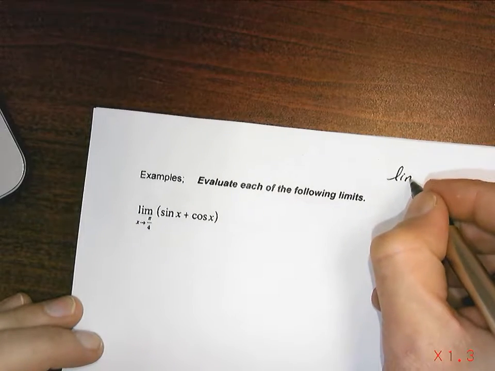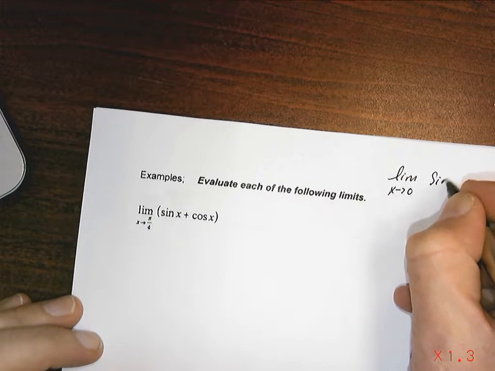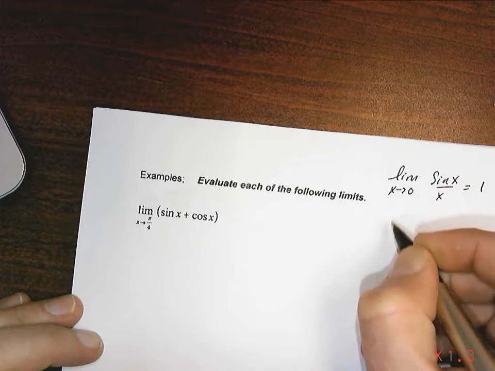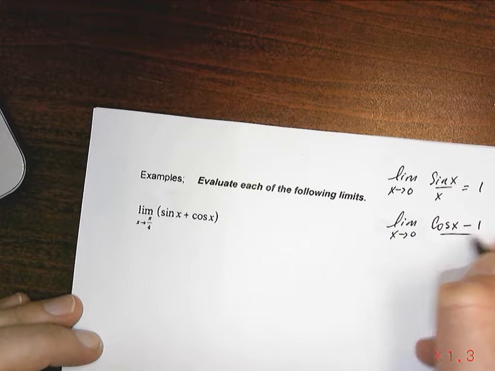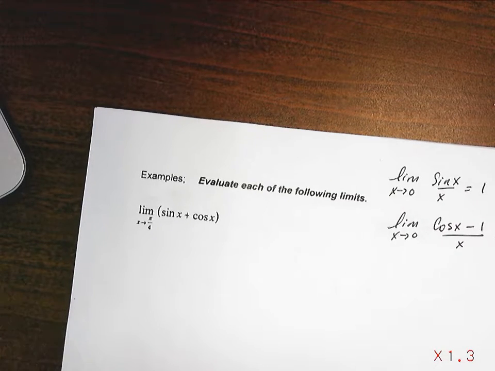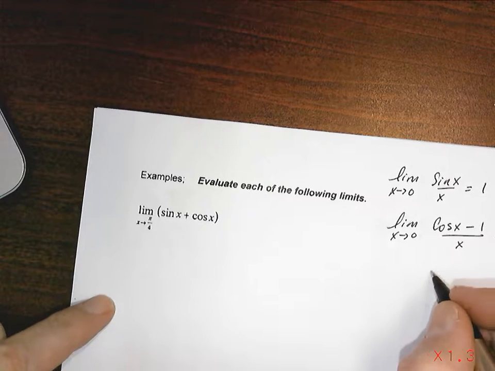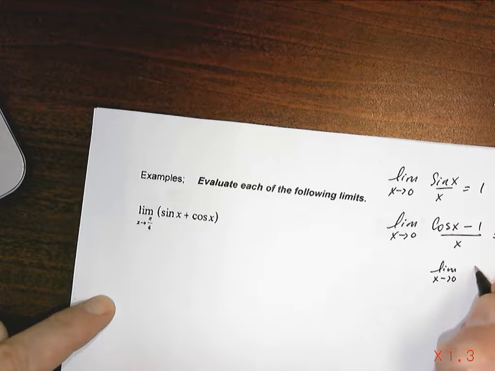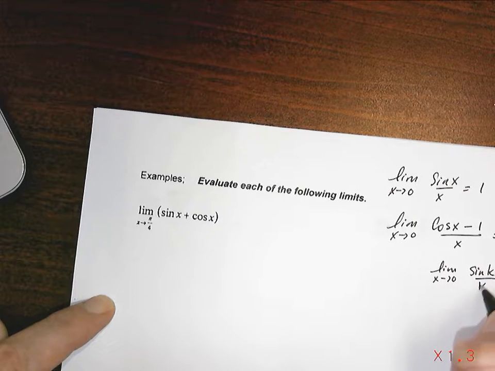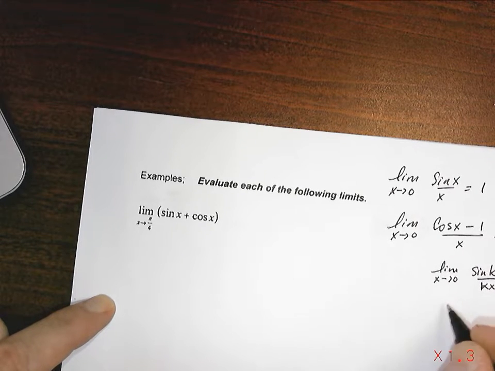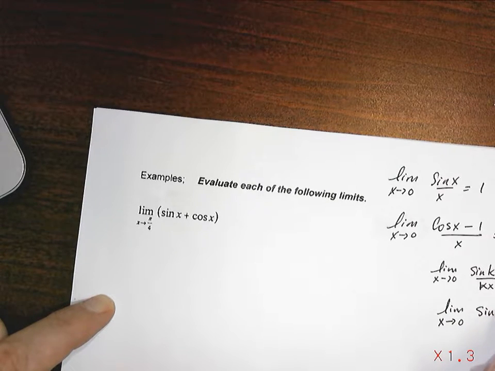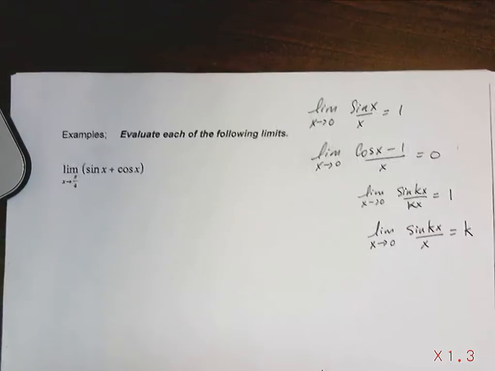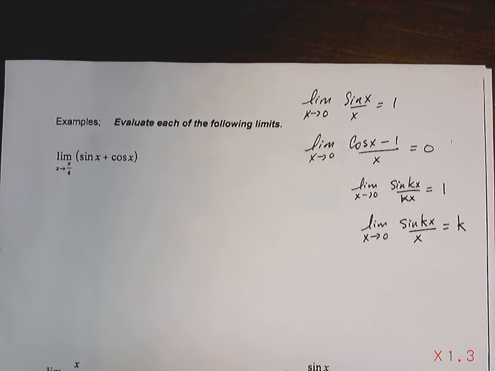One of them is the limit as x approaches 0 of sine x over x equals 1, and the limit as x approaches 0 of cos x minus 1 over x equals 0. We have a couple of theorems. Those theorems are the limit as x approaches 0 of sine kx over kx equals 1. And we have a theorem that says the limit as x approaches 0 of sine kx over x must equal k. Everything else is taken from the curves and looked at directly.